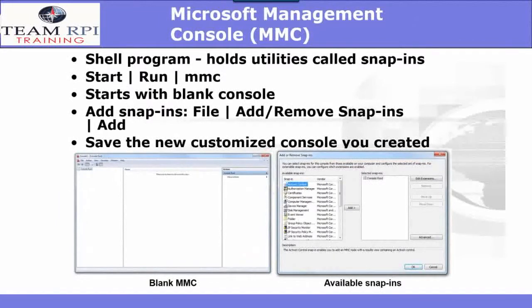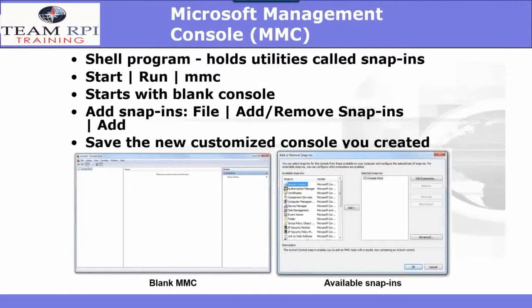Next, the Microsoft Management Console, or easily put, the MMC. Basically, it's a shell program that holds utilities called snap-ins. To get to the MMC, go to Start and then Run and type the letters MMC. You're going to start with a blank console, and then you'll add snap-ins. Go to File and then Add Remove Snap-ins and then Add. Now, save the new console for whatever tasks that you are getting ready to perform.